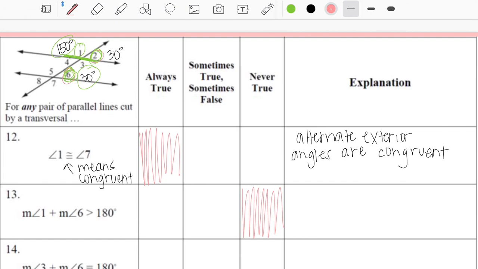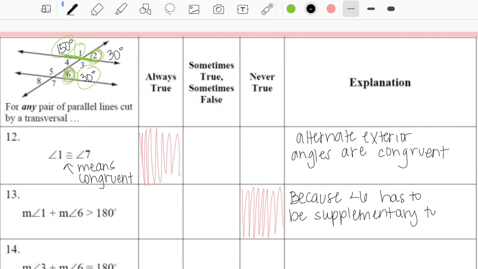And we can say with our explanation that it will never be true because angle 6 has to be supplementary. Remember, forming 180 degrees. To angle 1.